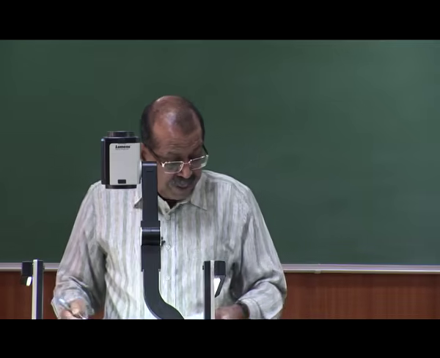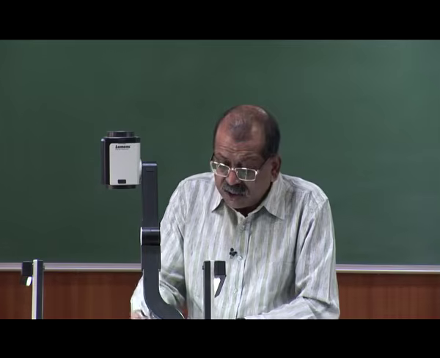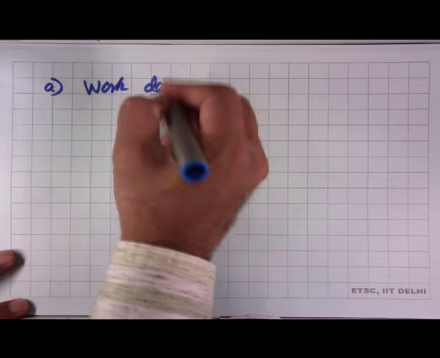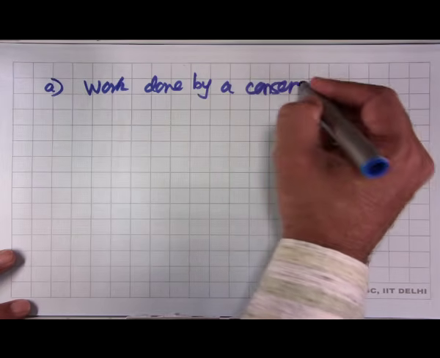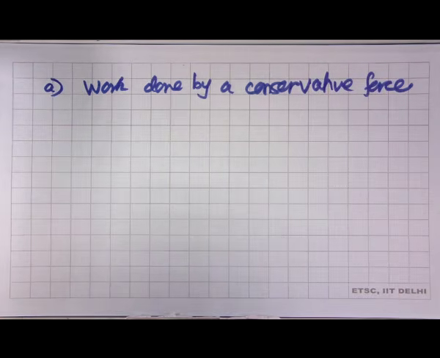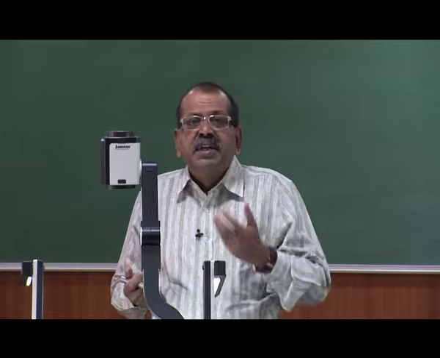Now, some points which we realize about potential energy: when we talk of work done by a conservative force, and so far at least we are presuming there are two conservative forces, gravity and the spring force. Now, we will show when they are conservative. The spring force in particular is conservative only when we talk of linear springs.